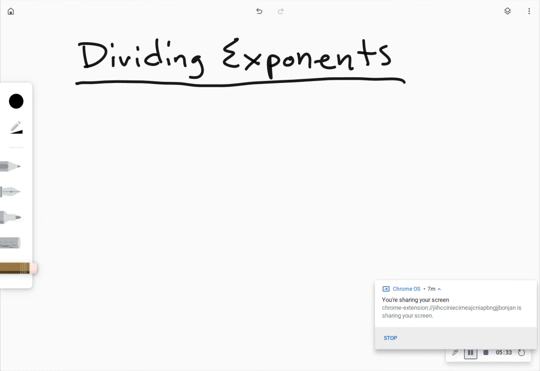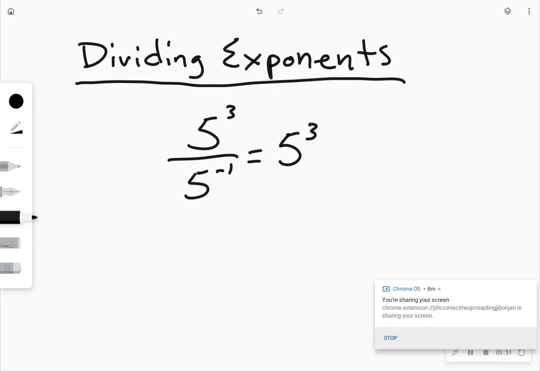Okay, one last example to make sure you understand how to add and subtract integers. Let's take 5 to the third over 5 to the negative 1. Well, again, we are subtracting the exponent. So this is the same as 5 to the 3. Now, I can't just write 3 minus 1 because this already is a negative 1. I have to write 3 minus a negative 1.